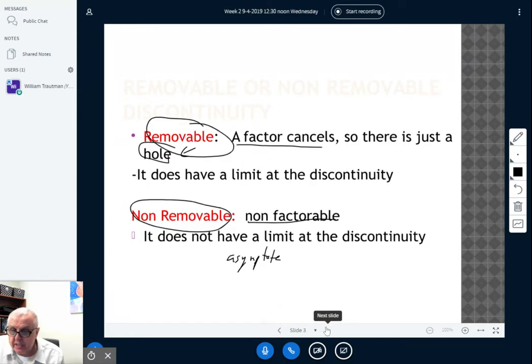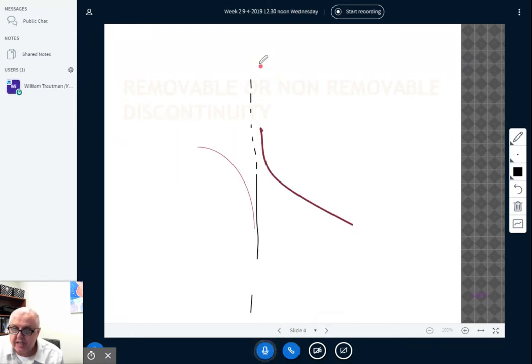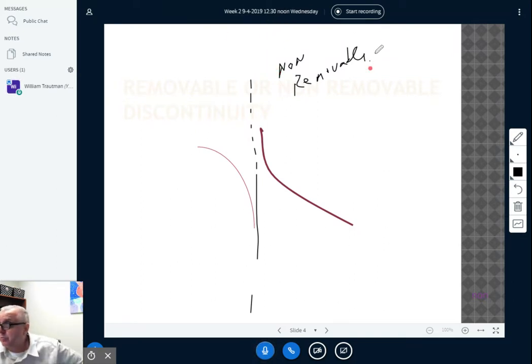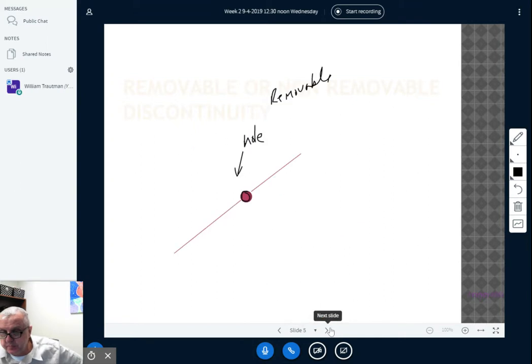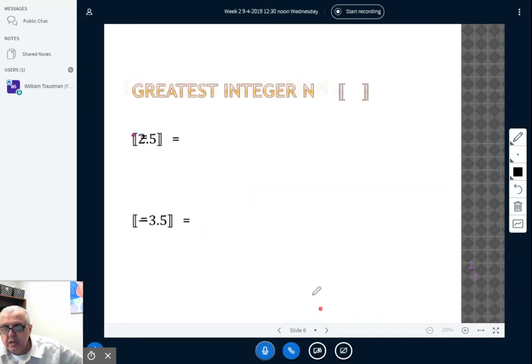And once again, if it has an asymptote, it's non-removable. So that's kind of good to know, good to remember. In the book, this came up.